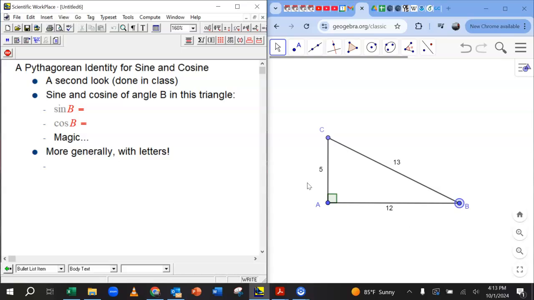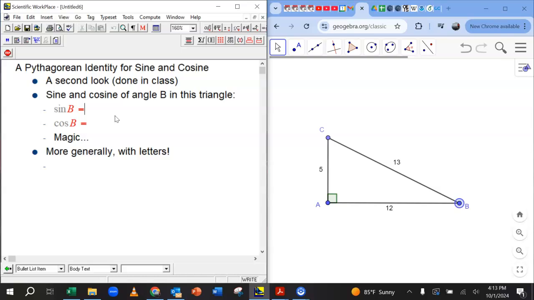So let's just look at a very explicit example. It does not have to be any particularly nice numbers, doesn't have to be integers or a Pythagorean triple, but just to keep things chill, I'm going to use a Pythagorean triple here. We're going to look at sine and cosine of angle B. We could use angle C, but it wouldn't give us anything new. And we're going to generalize in a minute.